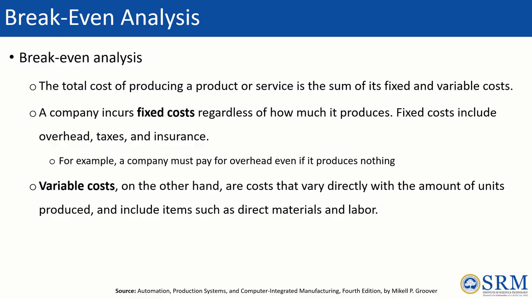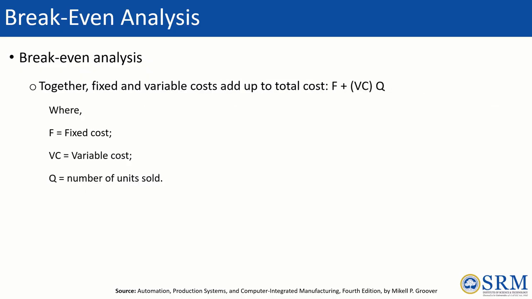Fixed and variable cost in break-even analysis. Break-even analysis is based on two categories of cost. Fixed costs remain constant regardless of production volume and include expenses such as rent, taxes, insurance and salaries. Variable costs change directly with production quantity and include materials and direct labor. The total cost is therefore equal to fixed cost plus variable cost multiplied by production quantity: F plus VC times Q, where F is the fixed cost, VC is the variable cost and Q is the number of units sold.